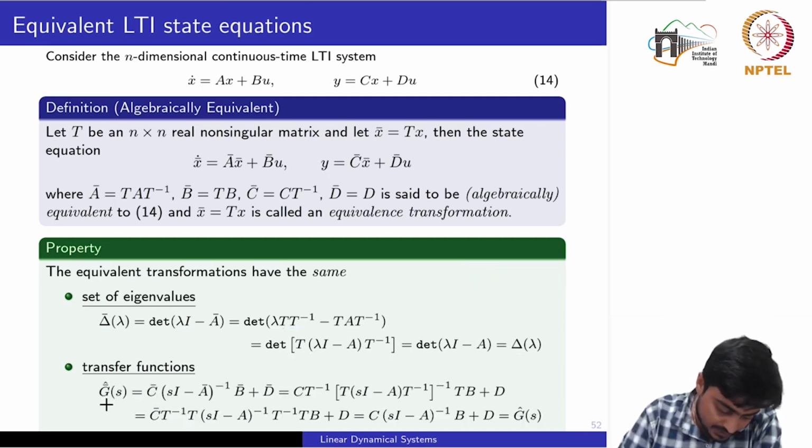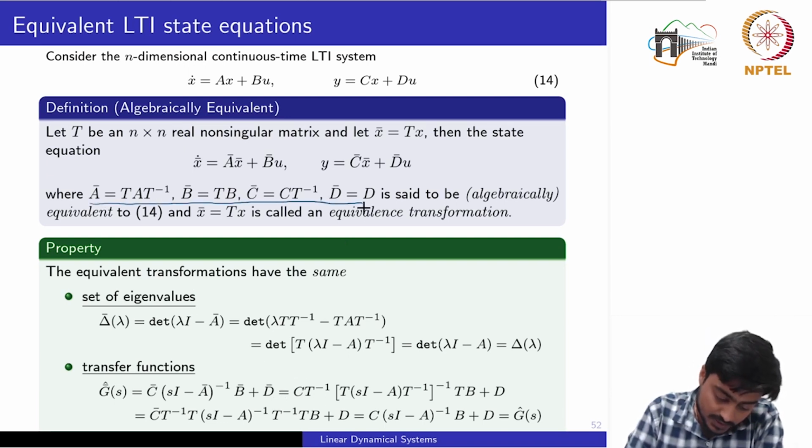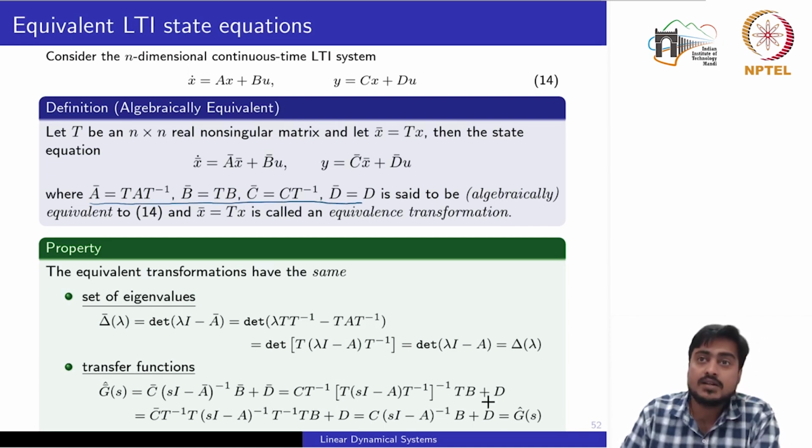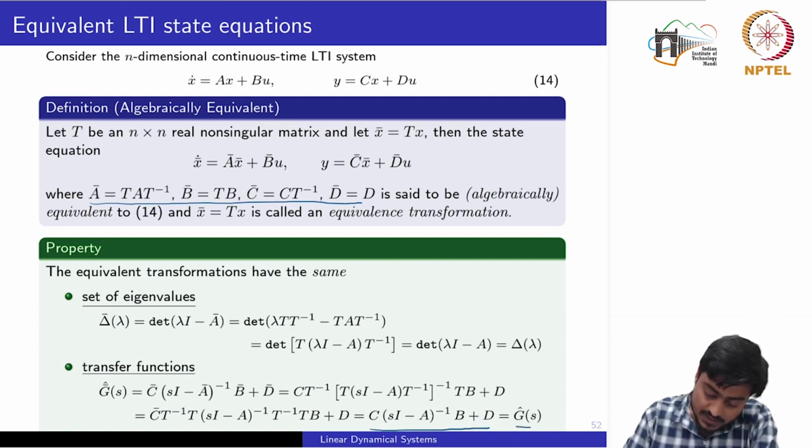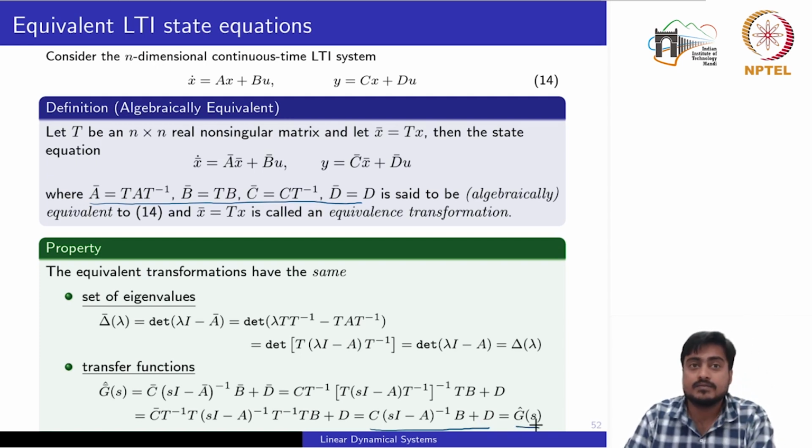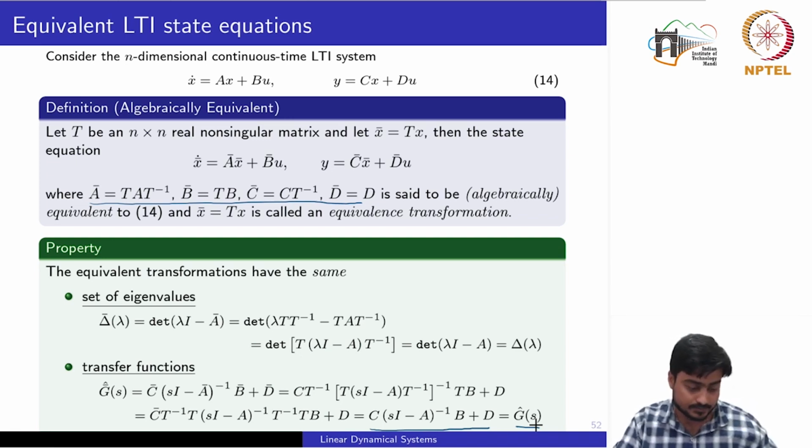Similarly, for the transfer functions, let's denote the transfer function of the representation defined by A bar as G bar of s. This is given by C bar (sI minus A bar) inverse B bar plus D bar. Again, if I replace all these bar matrices using these equations, I would get this, and after some simplification, finally I got this. You can show it by yourself as well. So we see that the transfer functions also remain the same, together with the eigenvalues.